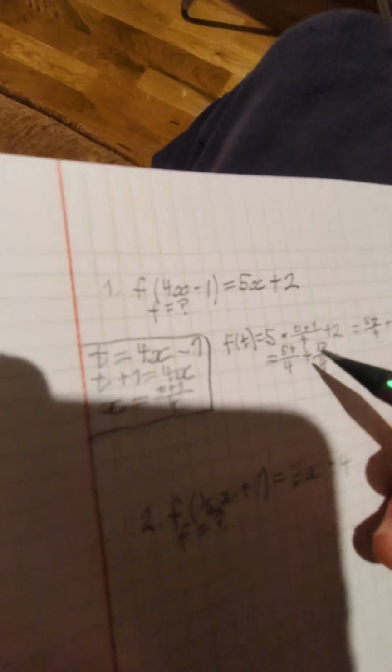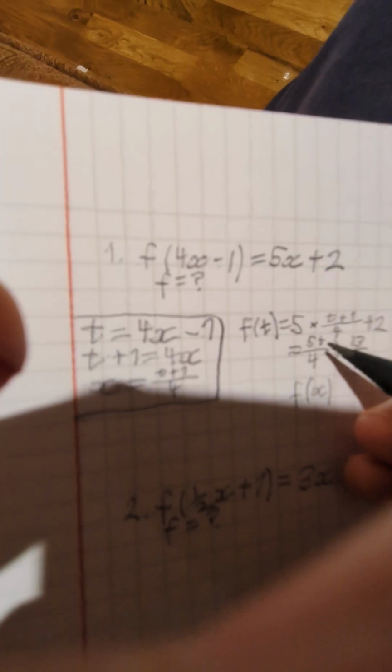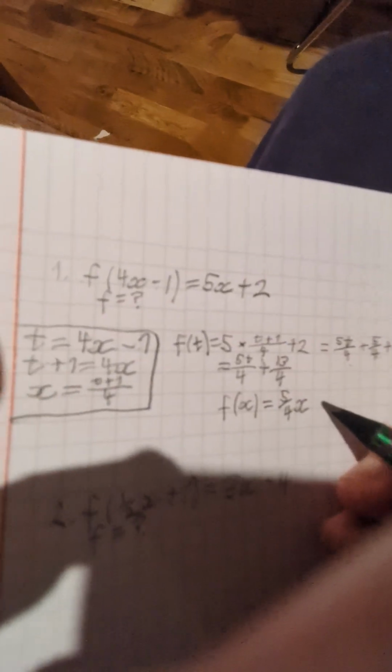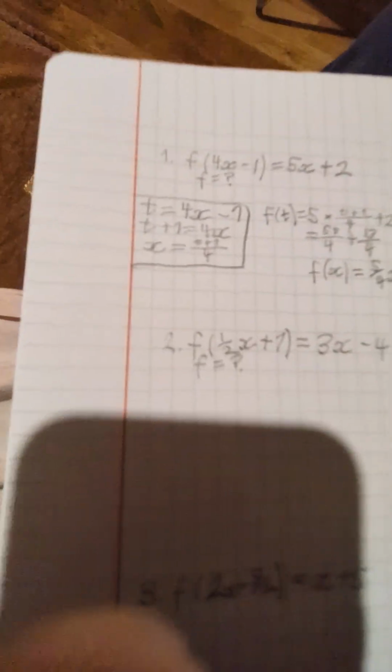Now we're going to put this back into f(x), where we're going to replace t with x. f(x) is equal to 5 over 4x. You could also do 5x over 4. It's the same. Plus 13 over 4. Moving on to the next example.